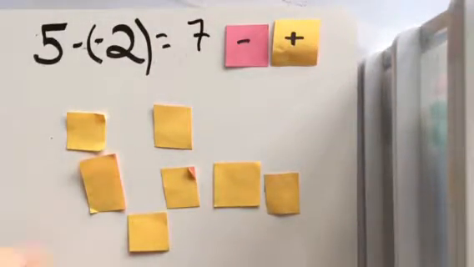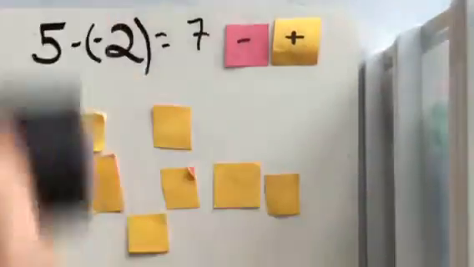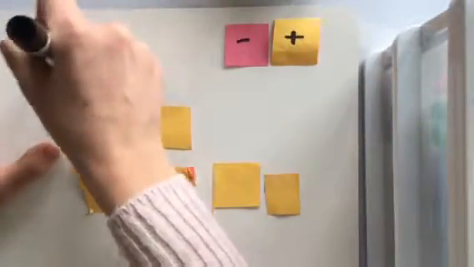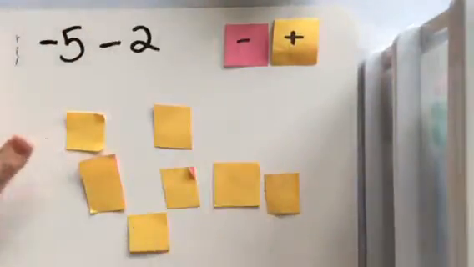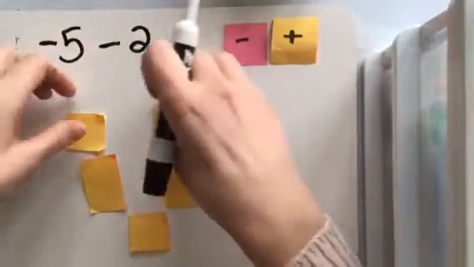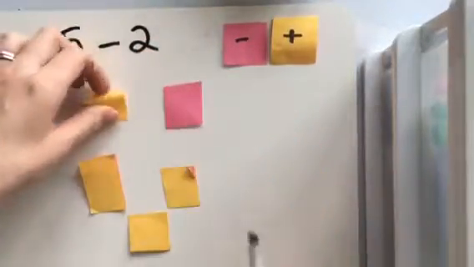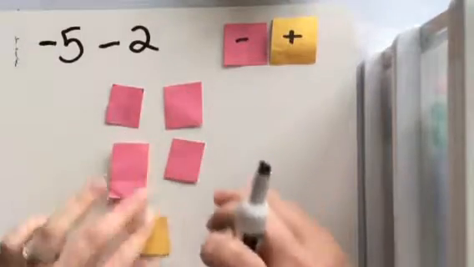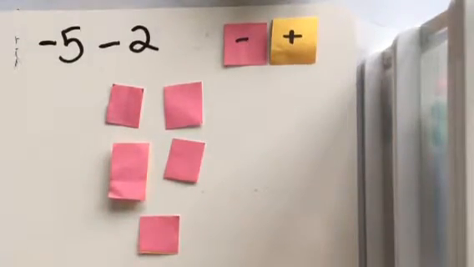The next example, instead of starting with positive 5, we're going to look at what if it was negative 5 minus 2. So instead of starting with positive 5, I'm going to start with my negatives. Oh, that one's missing a negative. And I have negative 5, and I want to take away positive 2. Is there positive 2 here for me to take away? No, there isn't. So I need to add in zero pairs.